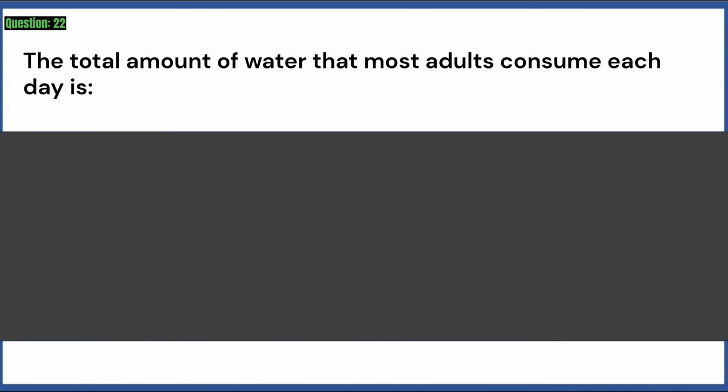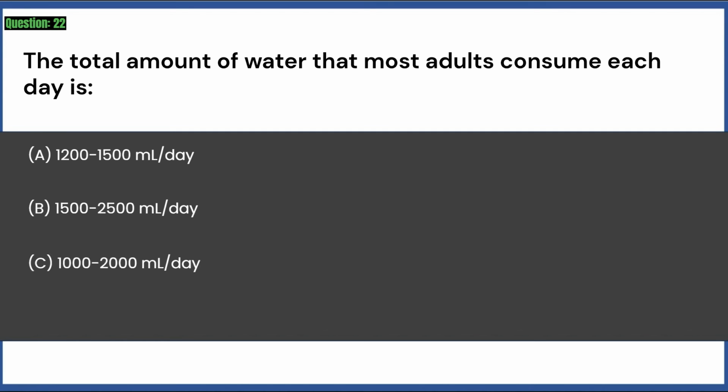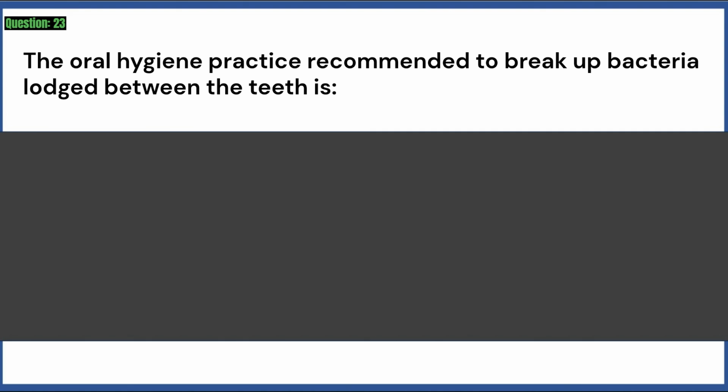The total amount of water that most adults consume each day is A. 1200 to 1500 ml/day. B. 1500 to 2500 ml/day. C. 1000 to 2000 ml/day. D. 2000 to 3000 ml/day. Answer: A. 1200 to 1500 ml/day.